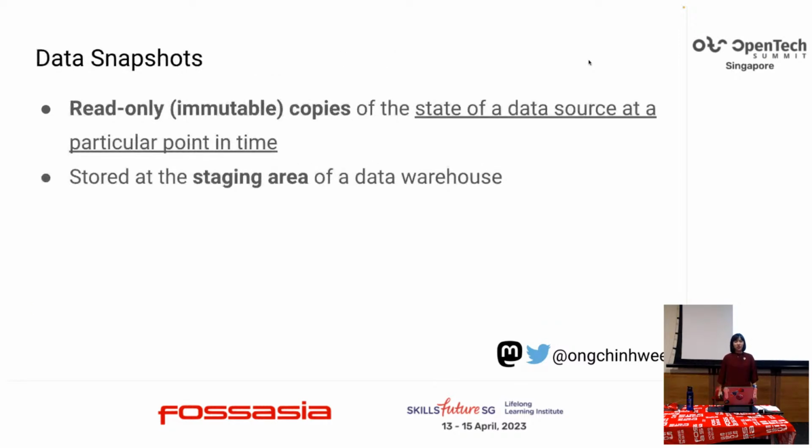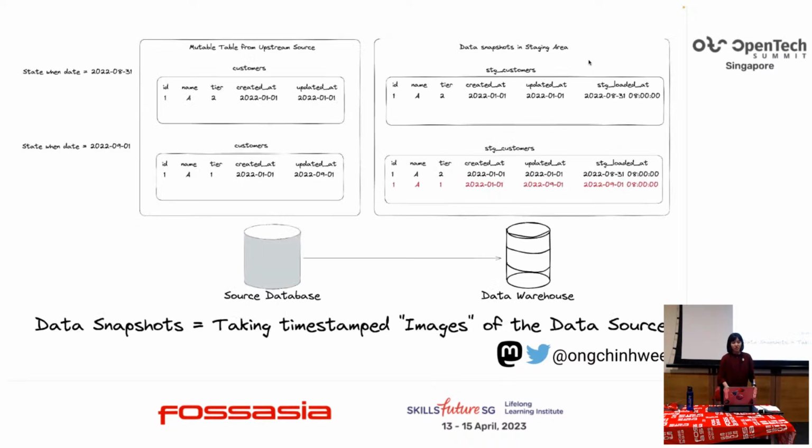So data snapshots. Data snapshots are read-only immutable copies of the state of the data source at a particular point in time. And usually, you will store all those data snapshots in the staging area of the data warehouse, whereby you ingest from the source and then you throw it at the staging area for further processing.